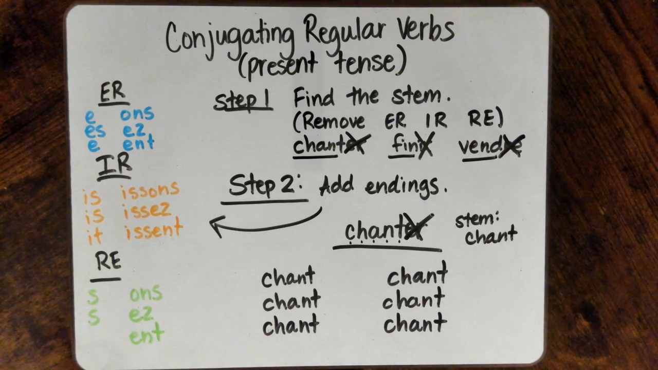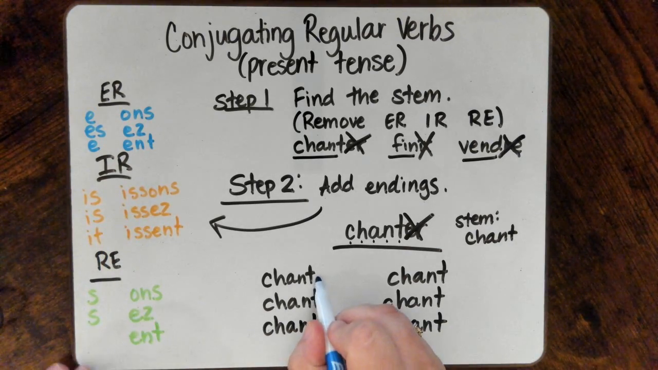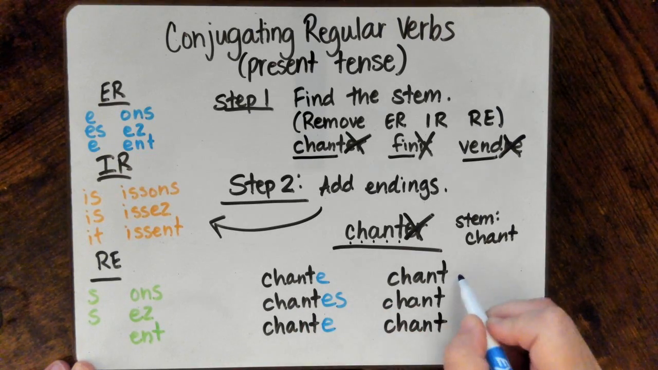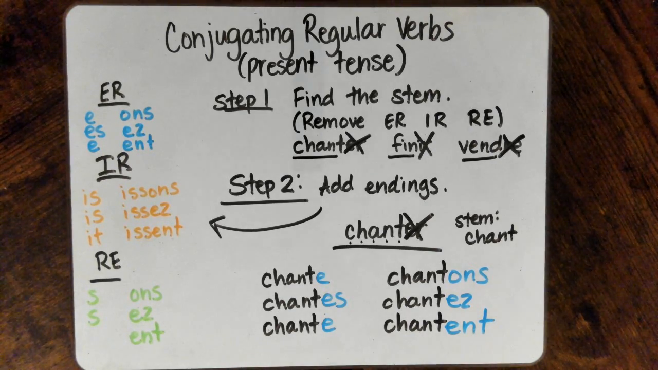Then we're going to add our endings. We need to decide, is this an ER verb, an IR verb, or an RE verb? How do you know which kind it is? You look at the last 2 letters of the verb. They tell you what kind of verb it is. This one's an ER verb, so these are going to be our ER endings: E, ES, E, ONS, EZ, ENT. On the next slide, we'll try another one.